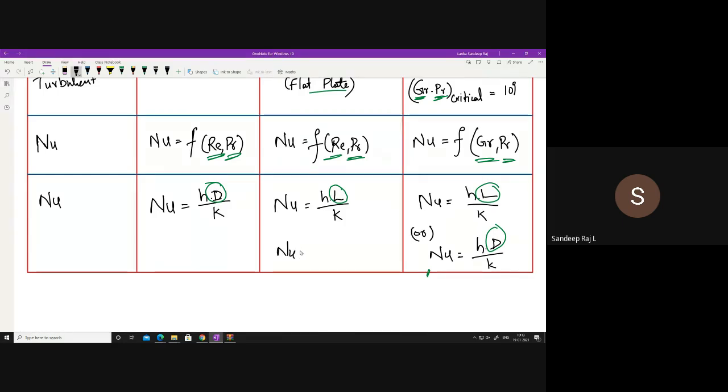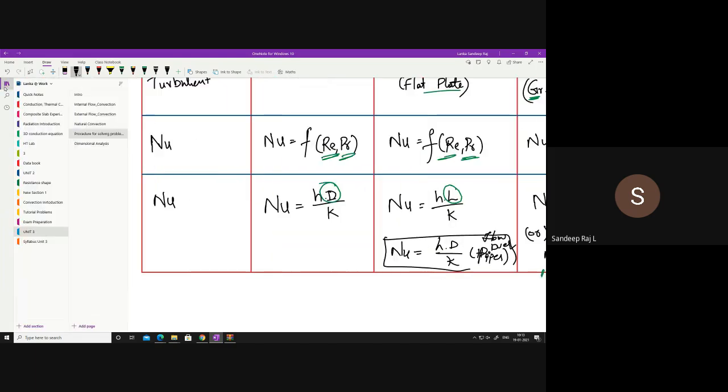forced convection external flow, Nusselt number will be equal to HD by K, can be taken when you are taking the flow over pipes. Flow over pipes, taken, it is HD by K. Anyways, that's a special case. Okay, so based on the case, you have to take the HL by K or HD by K. That's the thing here. So with that, I'm concluding the summary also on these three things.